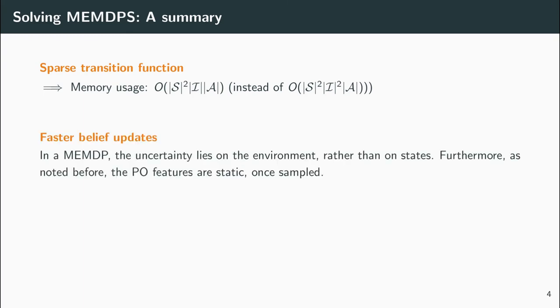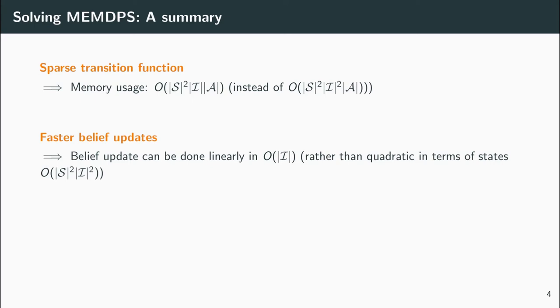A second interesting property is that updating beliefs on the current state or current environment is much faster. The reason is that in a MEMDP we only have uncertainty about the environments, and secondly that, as I mentioned, we have only sparse transitions. What it means is that rather than having a computation which is quadratic, which would be the square of states times environments, we instead can just do it linearly over only the environments.